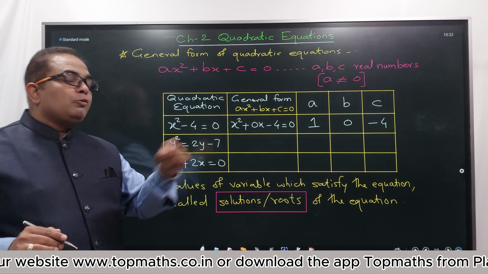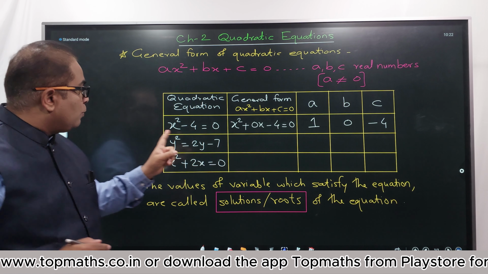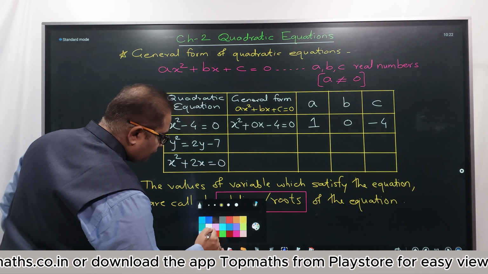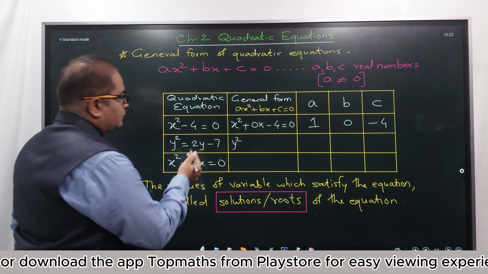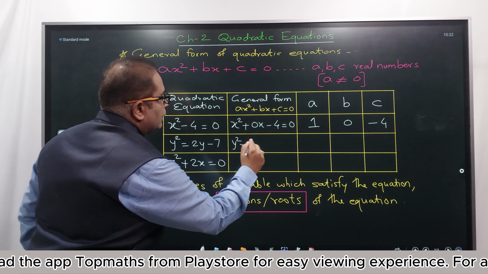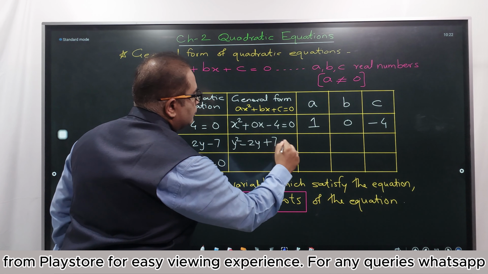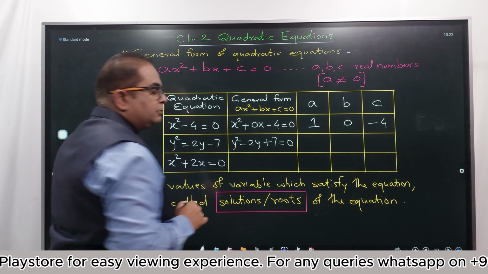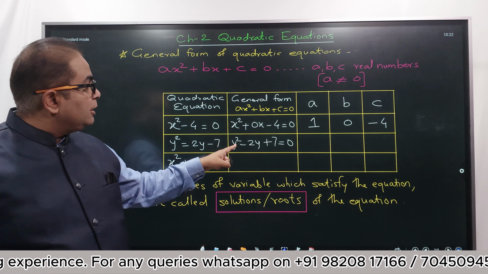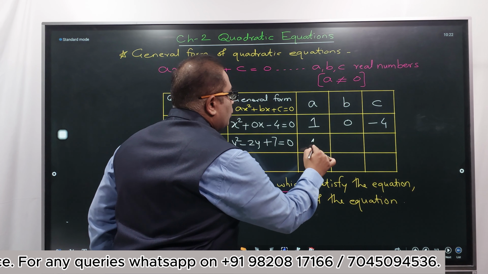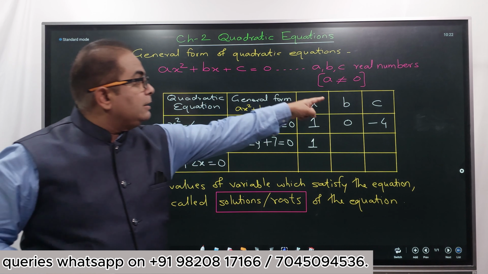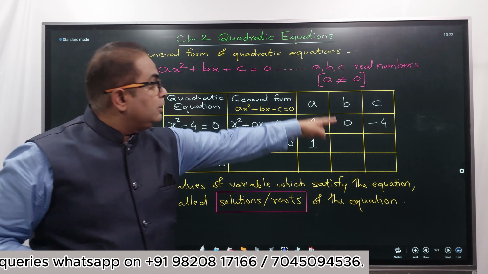y square is equal to 2y minus 7. What will you write? y square, minus 2y on the left side, plus 7 on the left side is equal to 0. Understood this? Now, the value of a is nothing but the coefficient of y square, nothing means 1. Value of b, coefficient of y, that is minus 2. Value of c, the only number, that is 7.